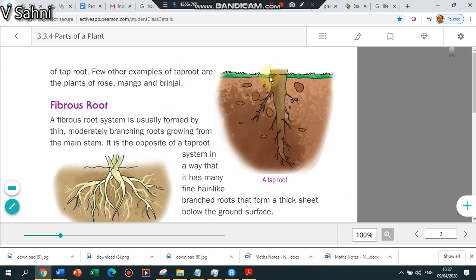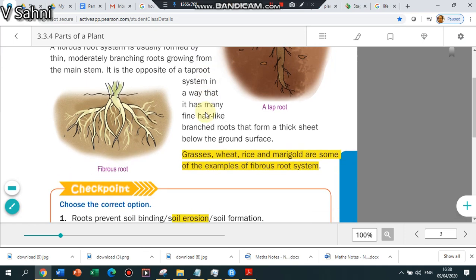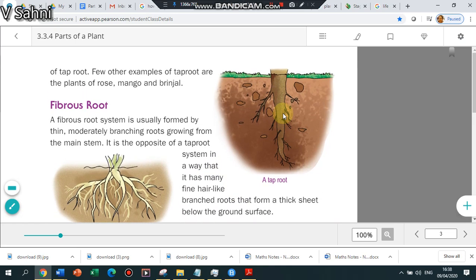What are taproots? One thick root and small hair-like roots coming out from it. They can be rose, brinjal, mango, carrot. All these are taproots. What about fibrous roots? Fibrous roots are branched out. There is no central root. Which type of roots are these? Grasses, wheat, rice, marigold. All these are fibrous roots. They don't have any such thick middle root.